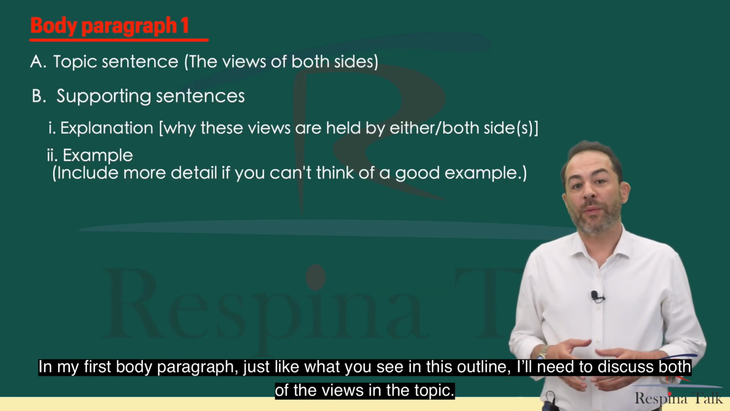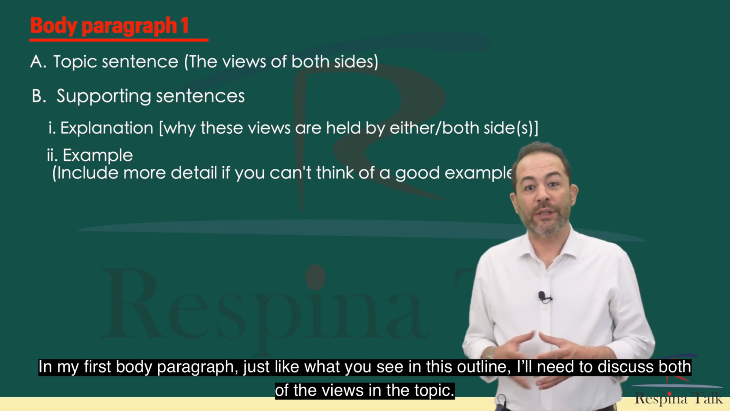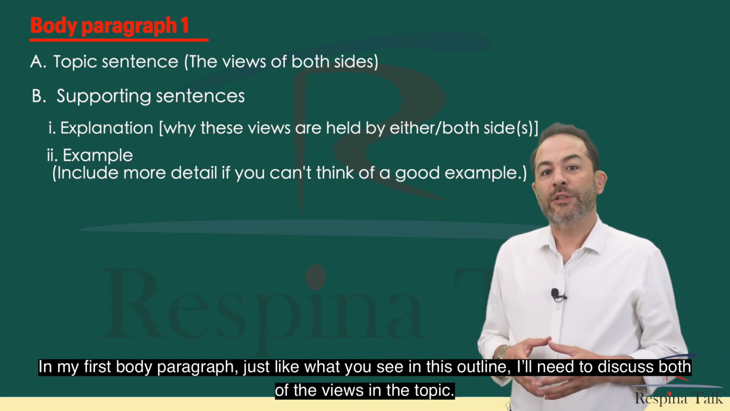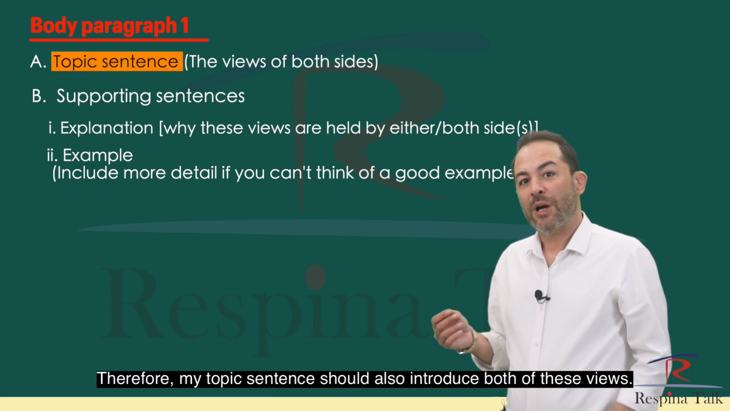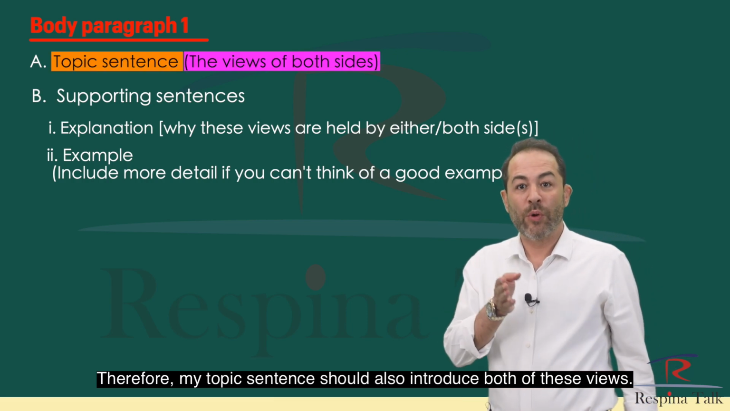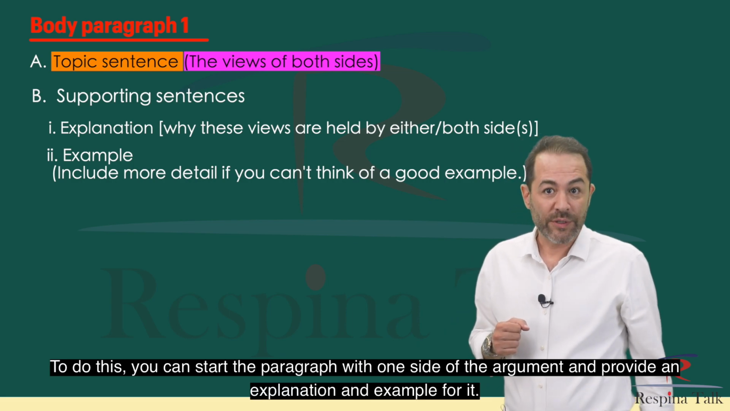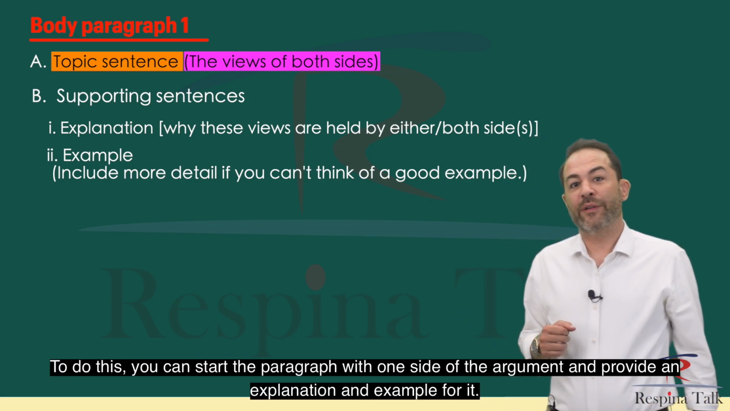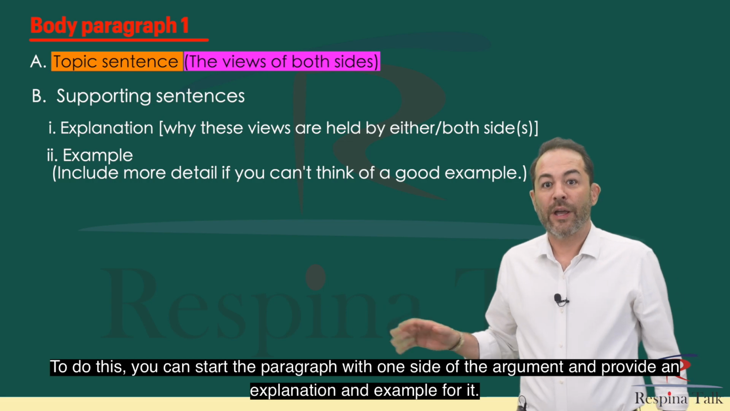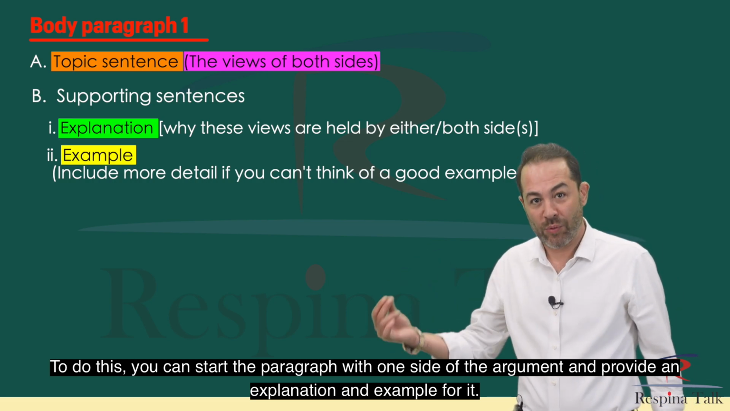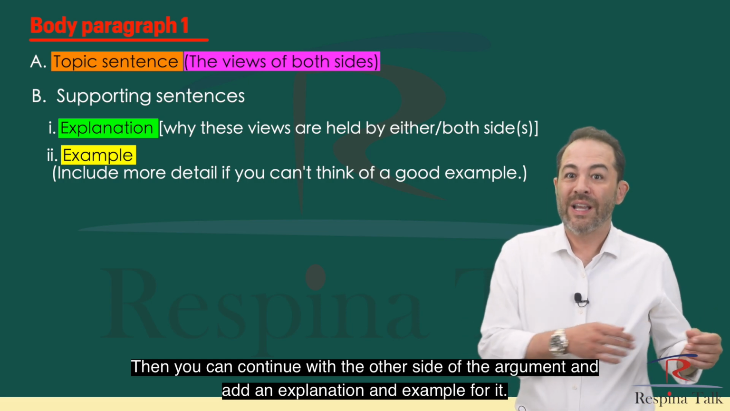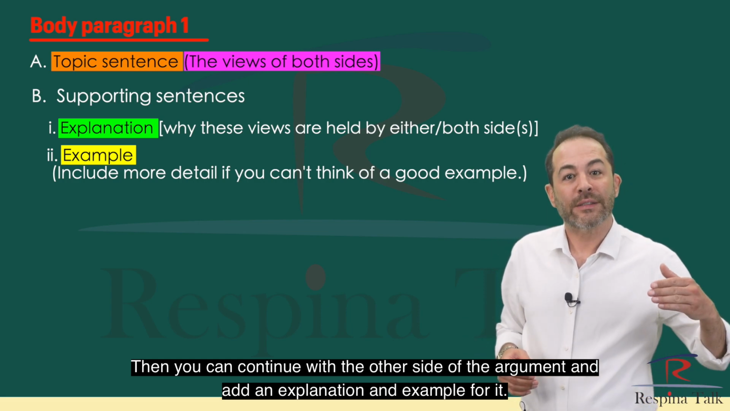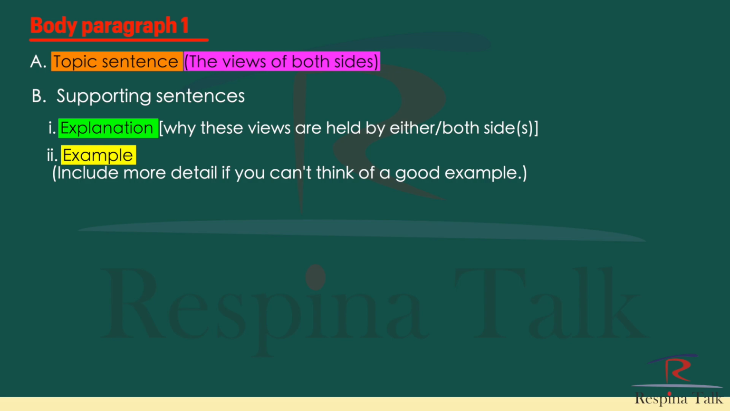In my first body paragraph, just like what you see in this outline, I'll need to discuss both of the views in the topic. Therefore, my topic sentence should also introduce both of these views. To do this, you can start the paragraph with one side of the argument and provide an explanation and example for it. Then you can continue with the other side of the argument and add an explanation and an example for it.